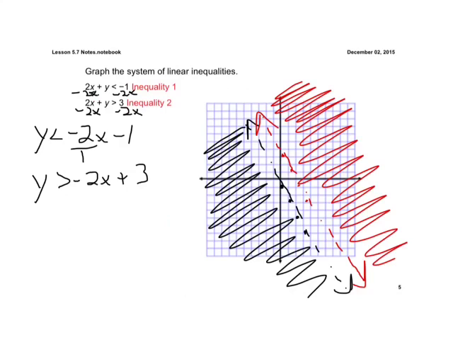Now our question we ask ourselves, do those shadings overlap? Well, we see no, they're never going to overlap. Those lines are parallel, they're never going to overlap, so our answer there is no solution. Those shadings never overlap, so we're never going to have a solution.